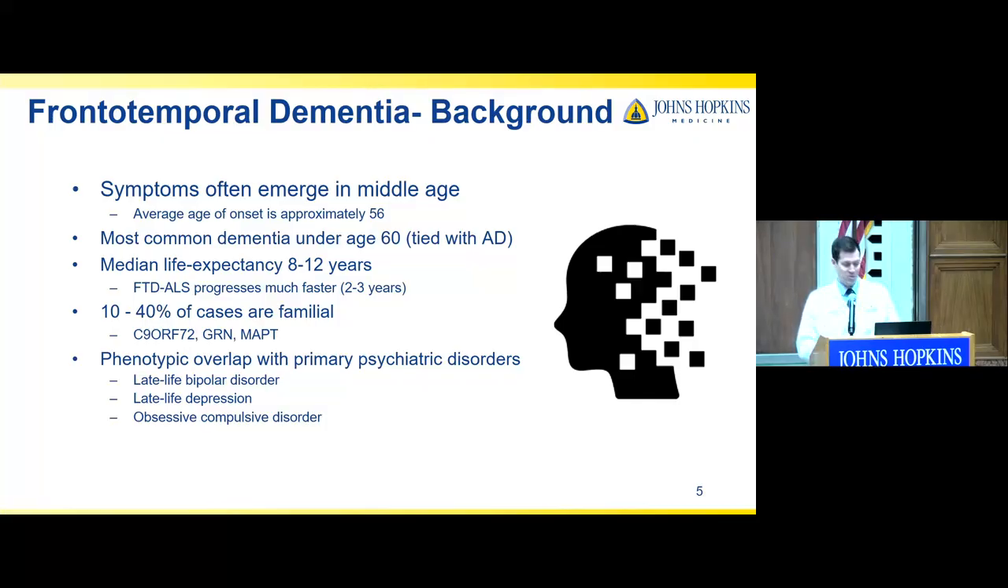And especially for a room full of psychiatrists, I think it's really important to appreciate that there's a fairly significant phenotypic overlap with primary psychiatric disorders. And I've listed some of them here. I think most well-trained psychiatrists, when they see a patient with FTD, know it's different. This isn't what they're used to seeing, but there can be a flavor that's not dissimilar to late-life bipolar disorder, late-life depression. Sometimes there are intense ritualistic compulsive behaviors that can look a little bit like OCD. Rarely there are hallucinations and delusions, which again can look a lot like schizophrenia. So it's not uncommon that patients are initially diagnosed with a psychiatric condition.